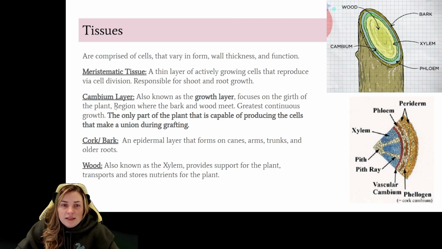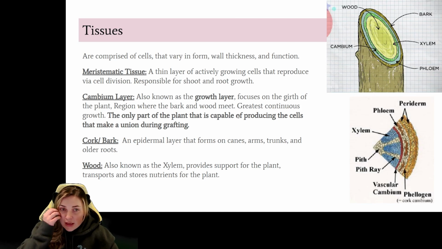So this is specifically where the bark and the wood meet. If you look at this picture here, we have the bark, which is this outer portion of this cut, and then we have the phloem, which we'll talk about shortly, and then this is the cambium and the wood. So that is where they meet right there.